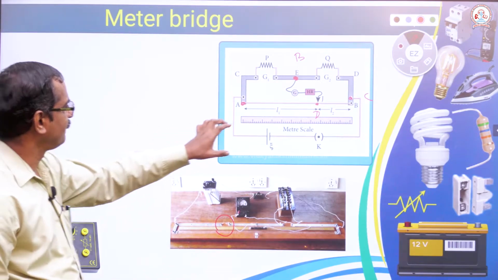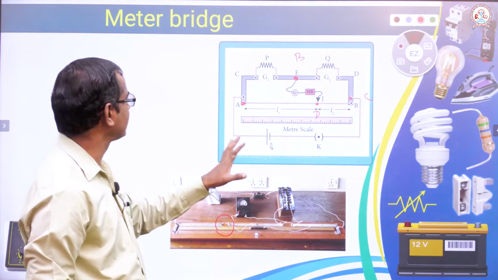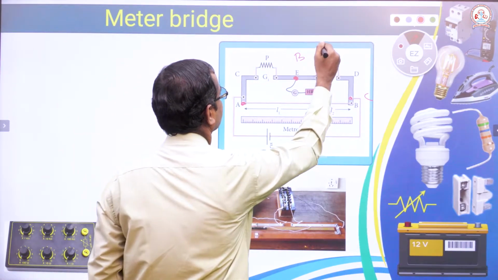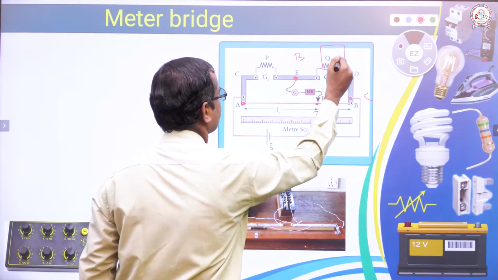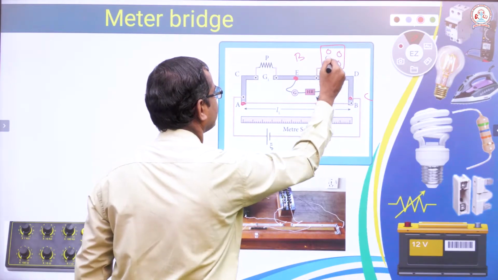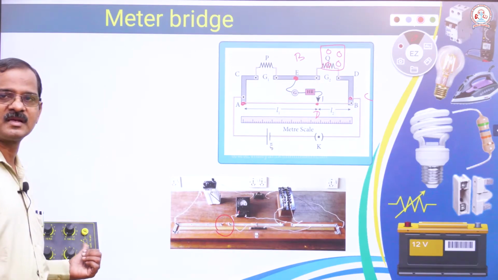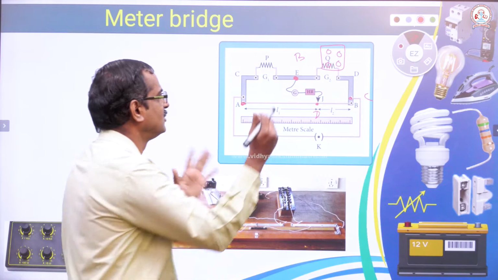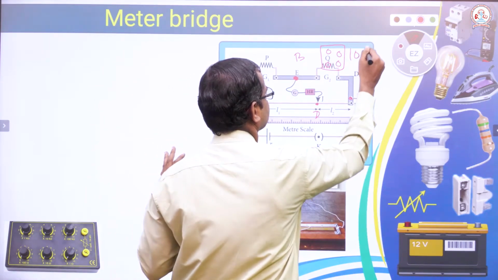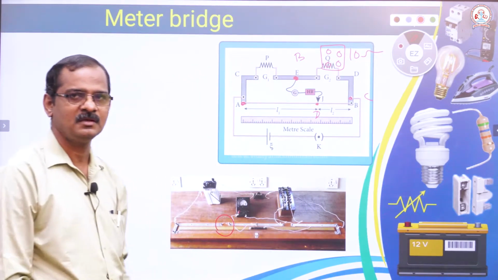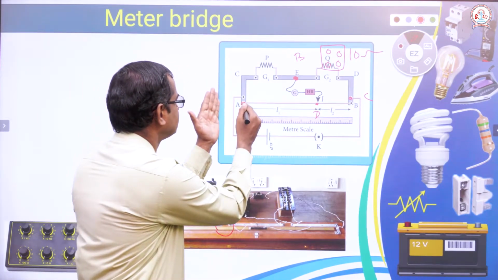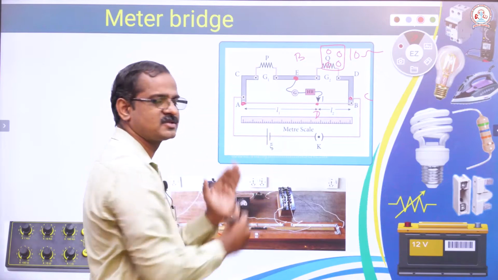Now, we fix some value in Q. Let us take that P is the unknown resistance, and at Q we have connected a variable resistance box like this. We fix some value just for understanding. Say, you fix it as 10 ohm. Now we move the jockey from the left point to the right point.